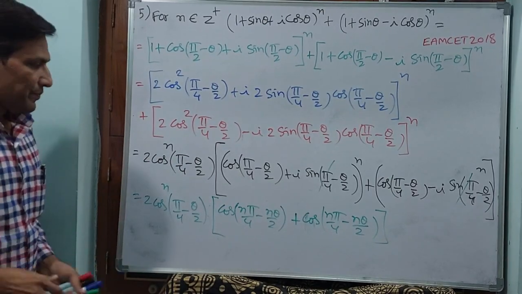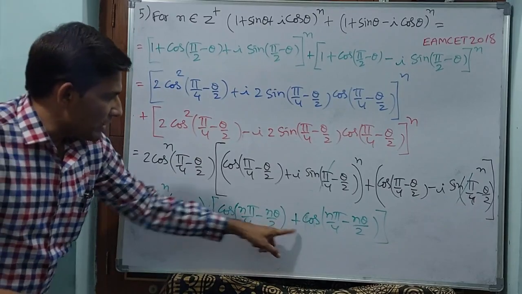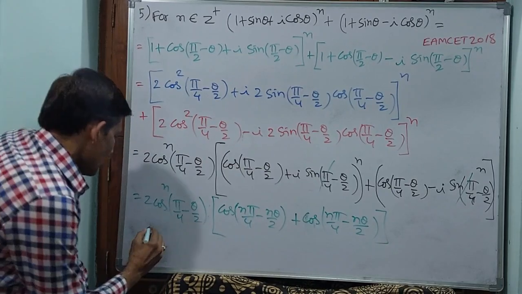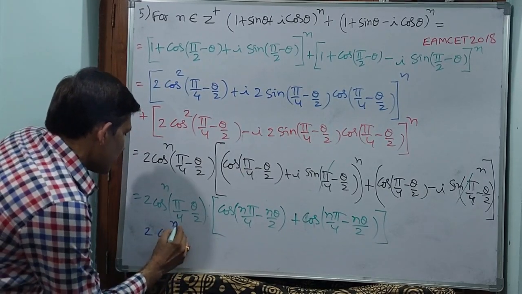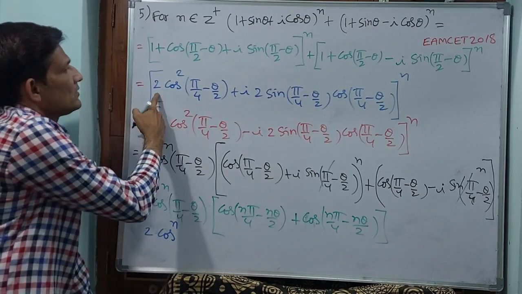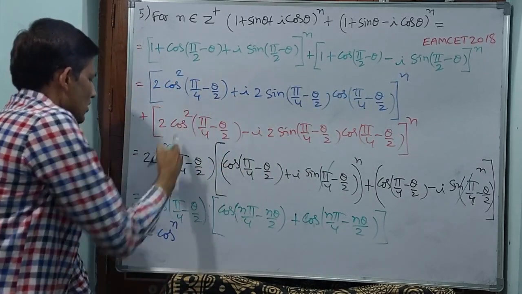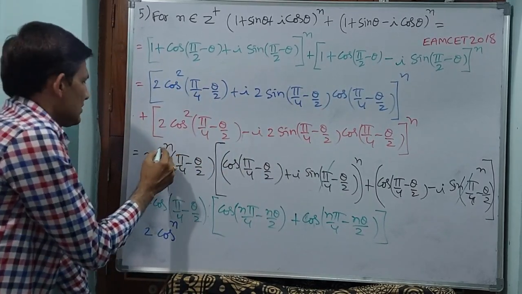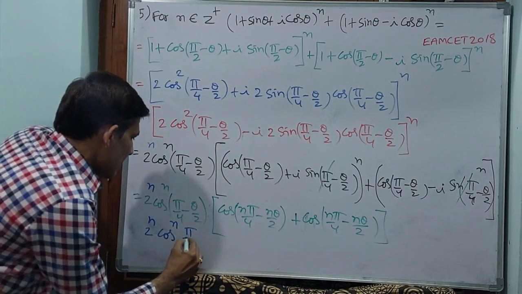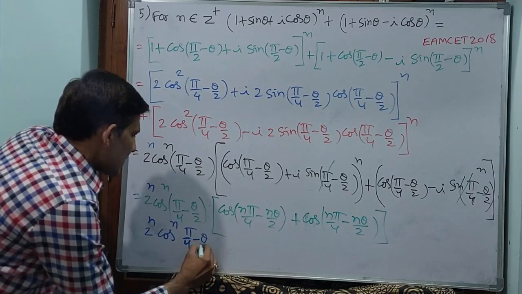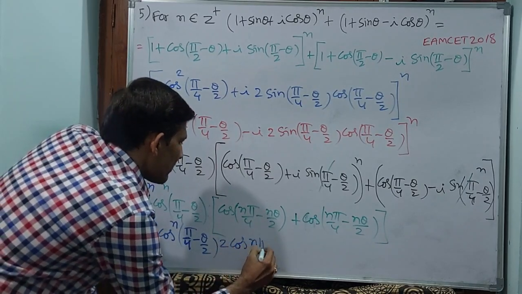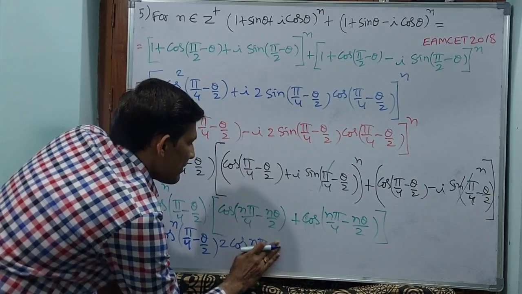Now what will happen, you tell me. Here no 2 power n will come, only 2 will come. 2 into this one will come. That is the final answer. You see what I am writing now. 2 cos to the power of n. Wait a minute. Here 2 power n, why have you not written? This is inside and n is there. Only cos to the power of n. 2 power n also has to come, no? We have made a mistake earlier. Okay, 2 power n, 2 power n cos power n pi by 4 minus theta by 2. And here also you see 2 cos n pi by 4 minus n theta by 2.